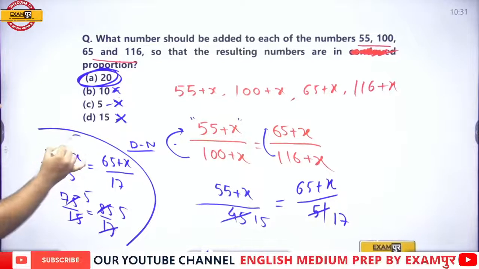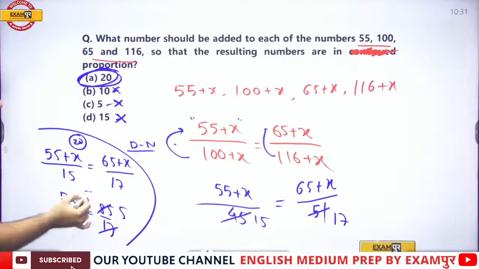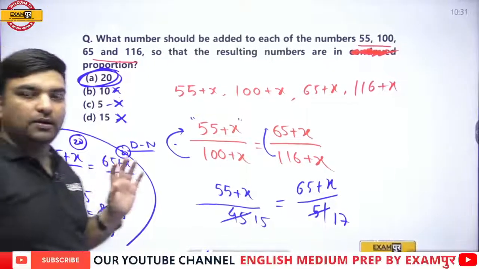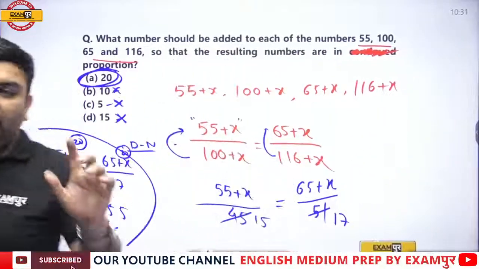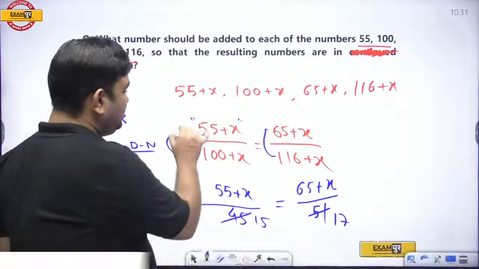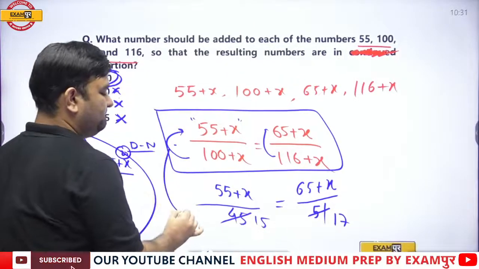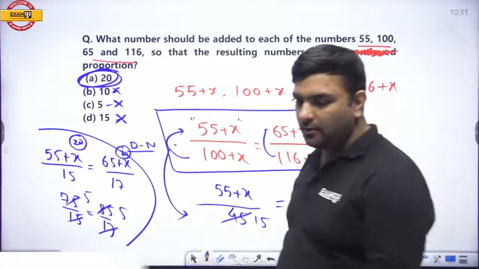On putting x equal to 20, it is becoming 75 by 15, and on putting x equal to 50, it is becoming 85 by 17, which is individually 5. Is it clear, guys? This is the most crucial step.